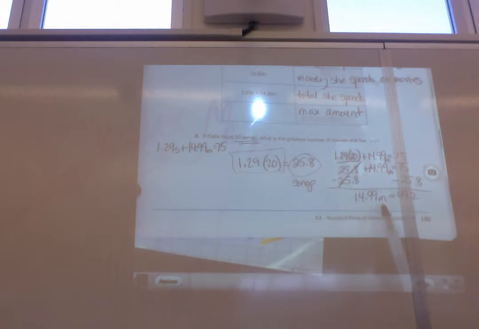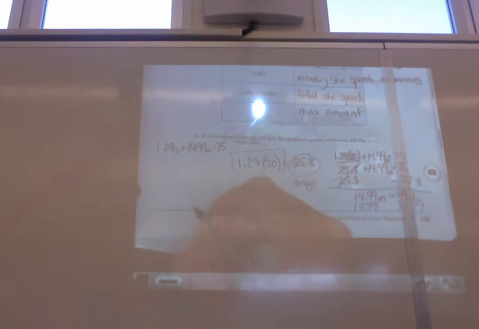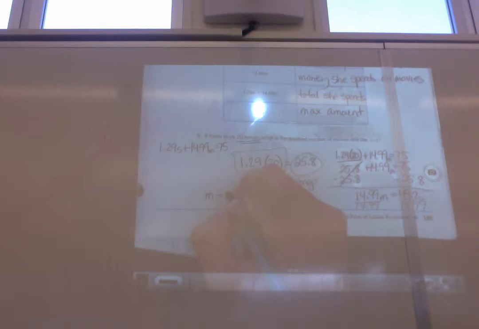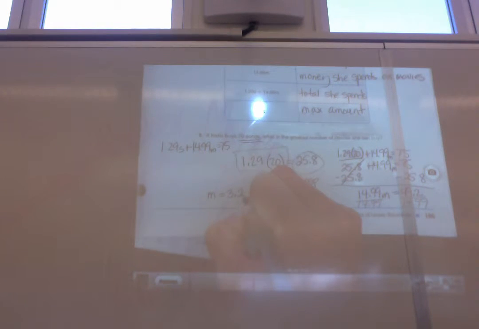How do I find out how many movies I can get? Yes, you divide by 14.99. Movies are $14.99 each. However many times this goes in there, and it may not go evenly, but however many times it goes in there will tell us M. Okay, so divided by 14.99, I'm getting M equals 3.28.